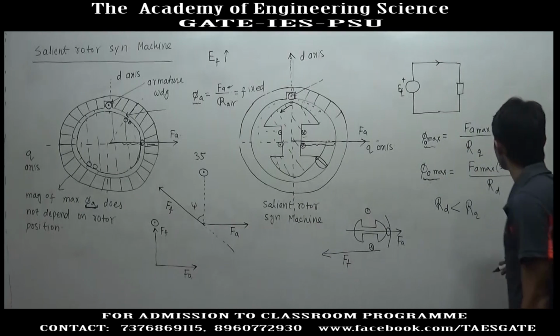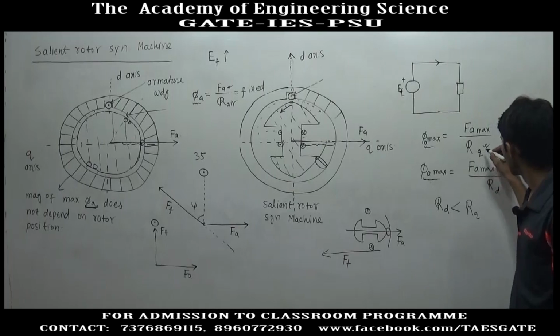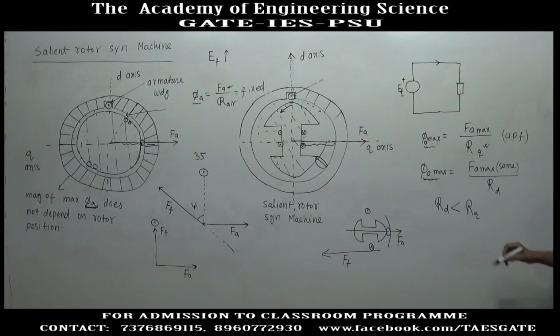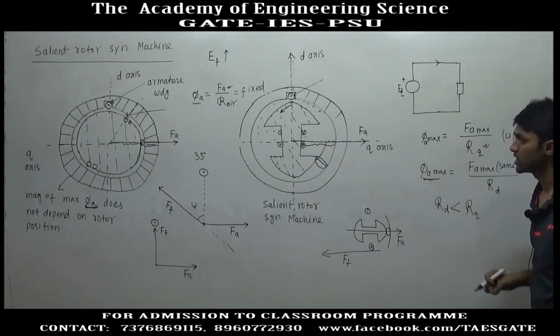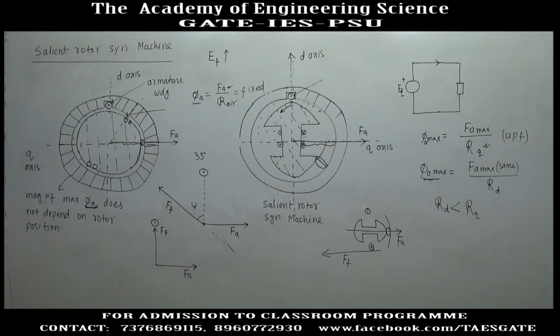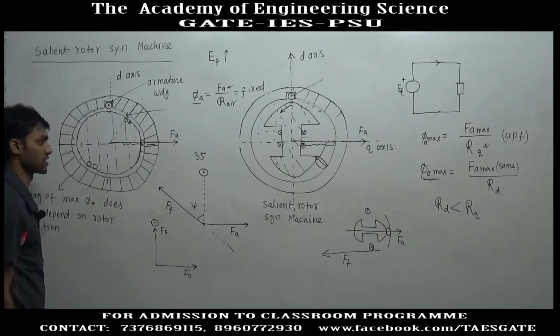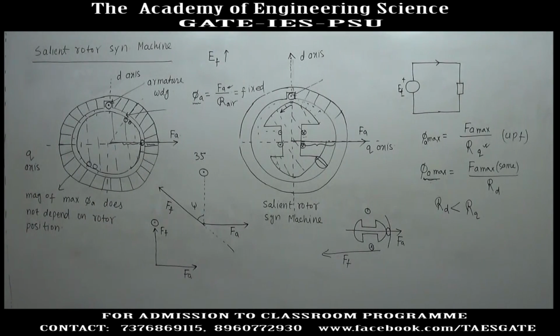So, in all the cases the air gap will be different, and the reluctance offered to the MMF will be different. So, the armature flux will be different in all the cases. But if you come to the cylindrical rotor machine, the maximum value of armature flux is always the same, because in any rotor position the air gap is always fixed. So, if we analyze in terms of flux, the flux will be different in the case of a salient type machine.